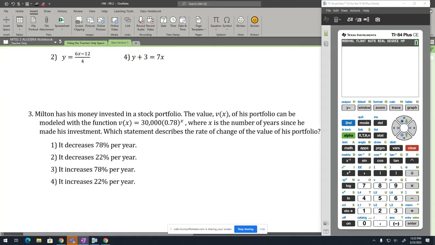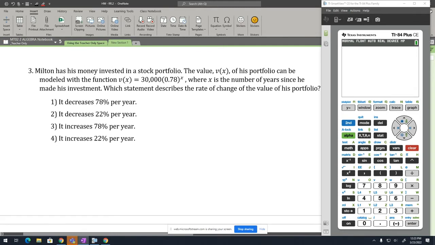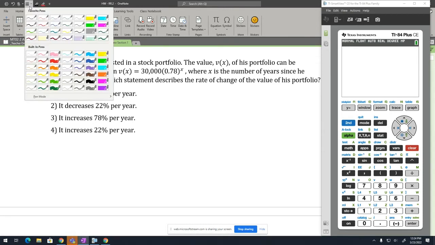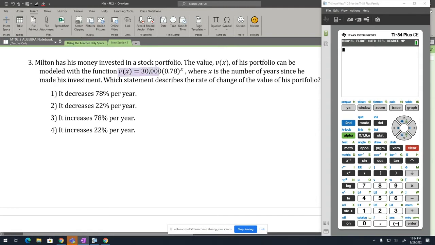Milton has his money invested in a stock portfolio. The value v of x of his portfolio can be modeled with the function v of x equals 30,000 times 0.78 to the x, where x is the number of years since he made his investment. Which statement describes the rate of change of the value of his portfolio? All right. V of x right here.